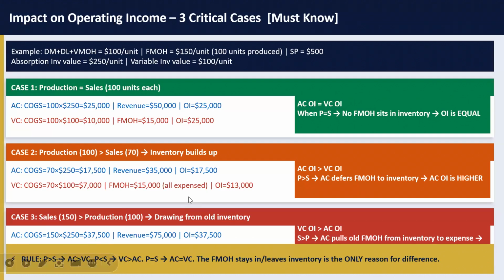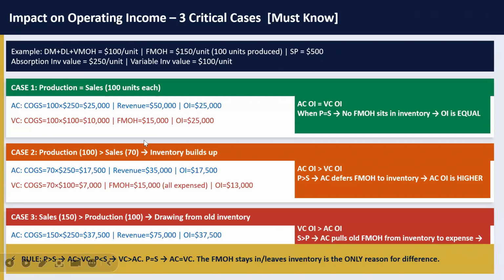Then what happens to your revenue? Again 75,000. 75,000 minus 15,000, you will be getting it as 60,000 operating income. Operating income will be more here because fixed manufacturing overhead completely you have expensed in the prior year itself. Now you need not carry it forwards. So that is what happens in variable costing. Variable costing will have more operating income when sales are greater than production.